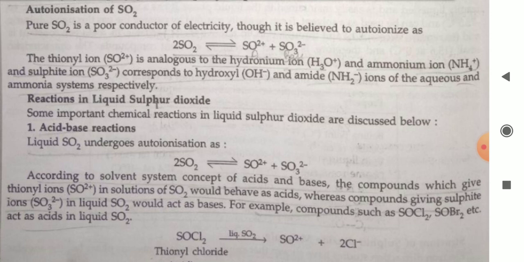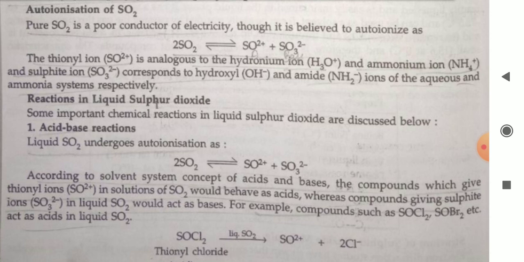Reactions in liquid sulfur dioxide. Some important chemical reactions in liquid sulfur dioxide are discussed below. First, acid-base reactions. Liquid SO2 undergoes autoionization to give SO2 2+ plus SO3 2-. According to the solvent system concept of acids and bases, the compounds which give thionyl ion in solution of SO2 behave as acids, whereas the compounds giving sulfite ion SO3 2- in liquid SO2 would act as bases.